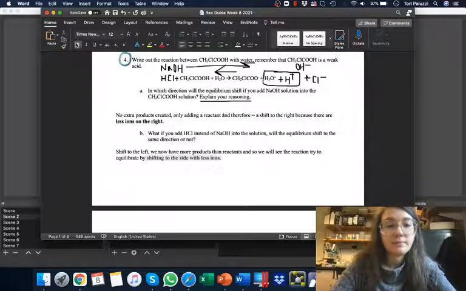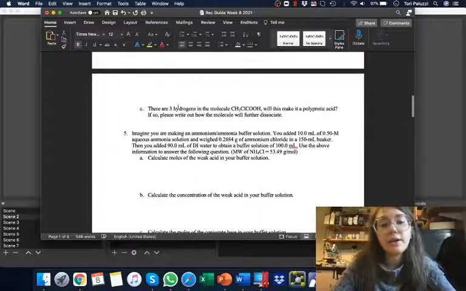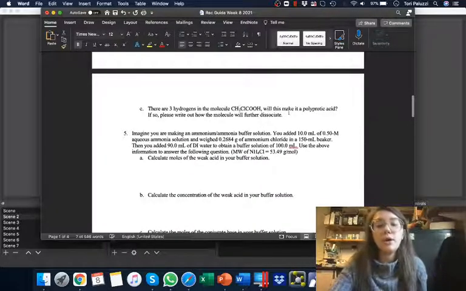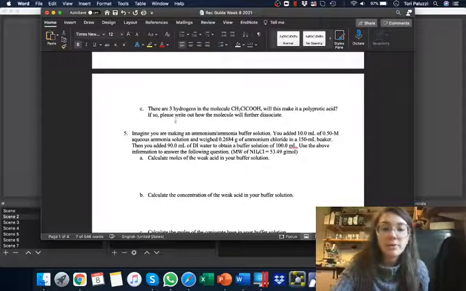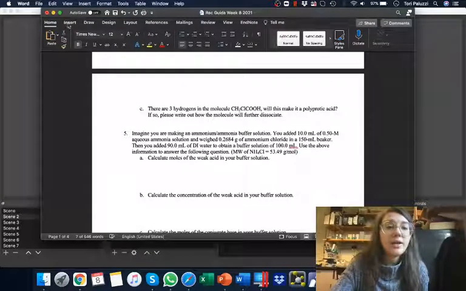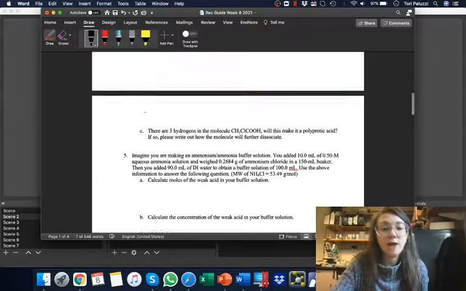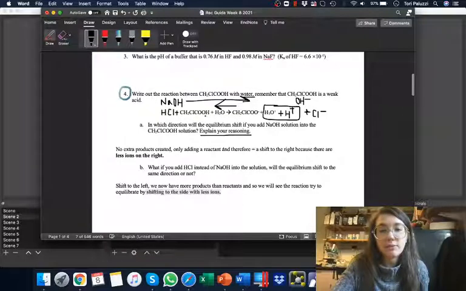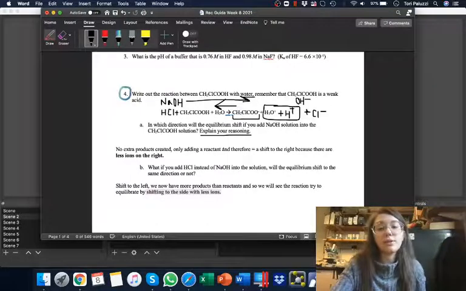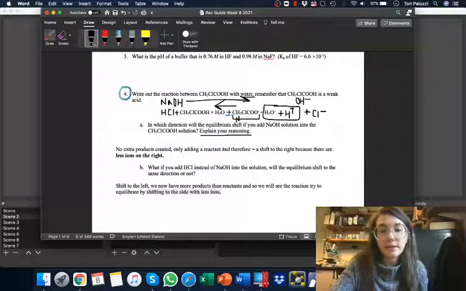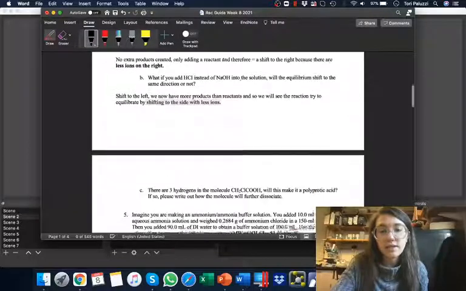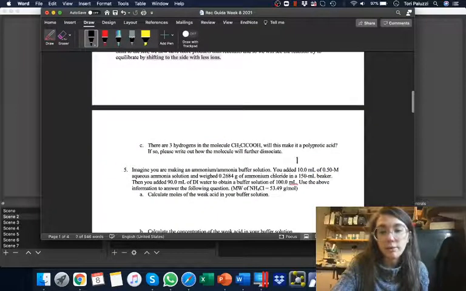All right. Great start. So now there are 3 hydrogens in this molecule. Will this make it polyprotic? If so, please write out why. Well, we can look at this and say with absolute certainty that it would not be polyprotic, right? Because once we lose that, we have this conjugate base, and that conjugate base has CH2, which we know is nonpolar. And since that is nonpolar, we know that it is definitely not polyprotic.